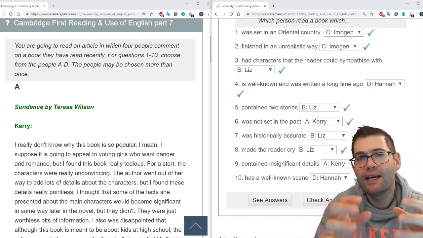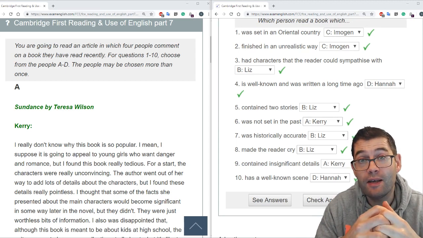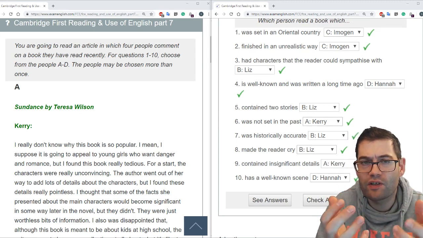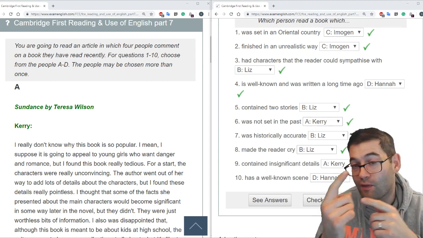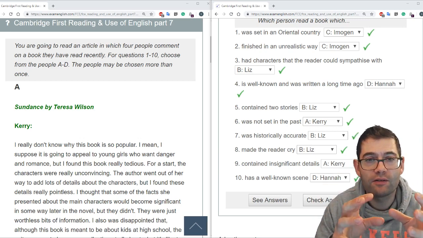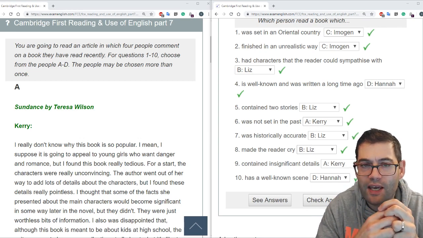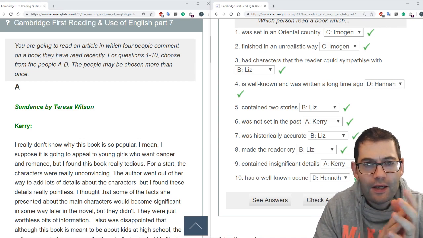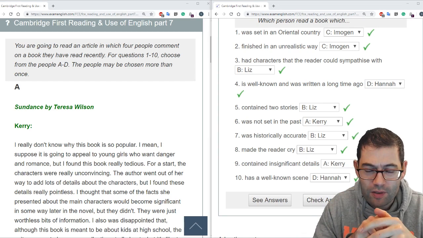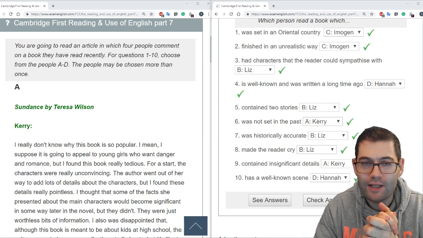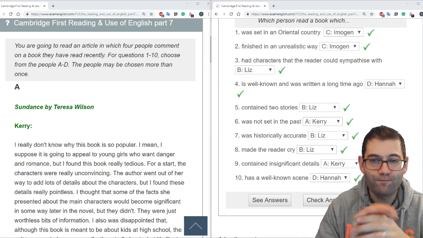Read through the text and see if you can summarize the idea of the text in one sentence or in a few words. That way, when you have a look at the questions, those texts are fresh in your mind and you can see the differences between those texts. So over my shoulder you can see the answers, so let's find out why the answers are the answers.